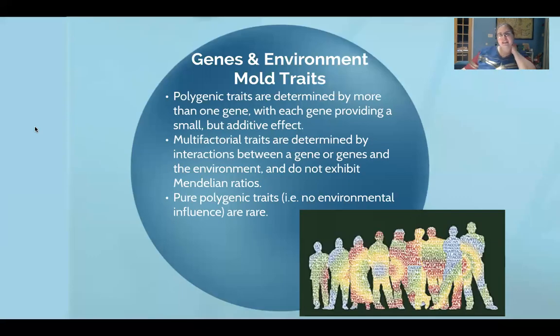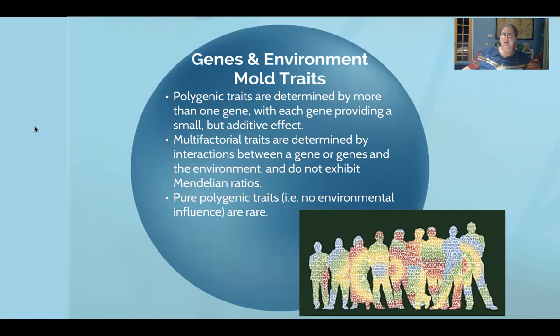All right, so genes and the environment mold traits. Polygenic traits are determined by more than one gene. So poly meaning multiple, gene meaning gene, so multiple genes. And each gene will provide a small additive effect, meaning that when you have different combinations of alleles, you see different gradients of the expression. And we're going to show you some examples of that in a little bit, but just for now, some examples are height, skin color, etc.